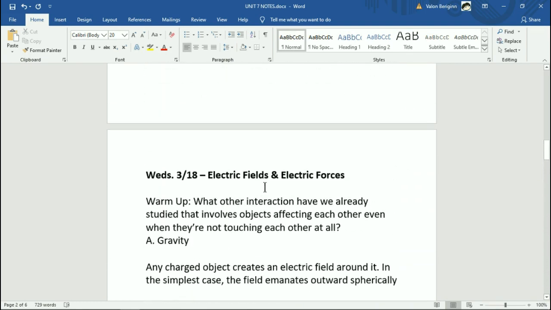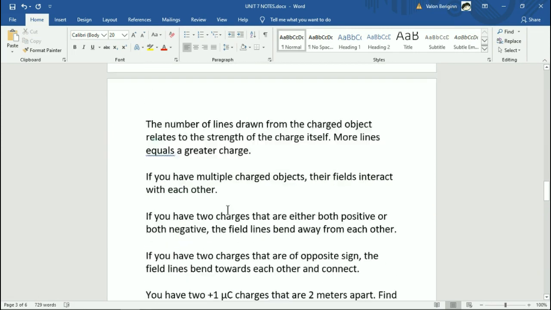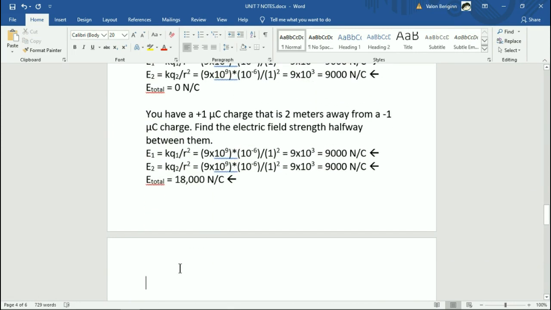But we still have electric forces. Thankfully, once we have the field down, the force is pretty easy to get to. Here's how this works. When another charged object is in an electric field, it experiences an electric force.